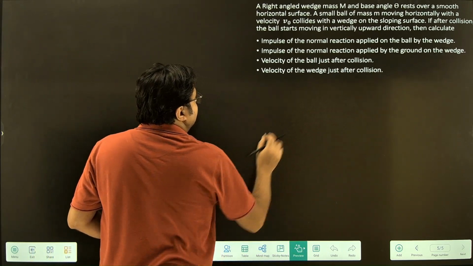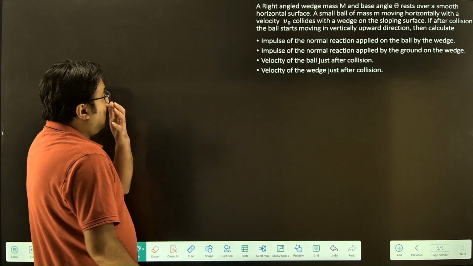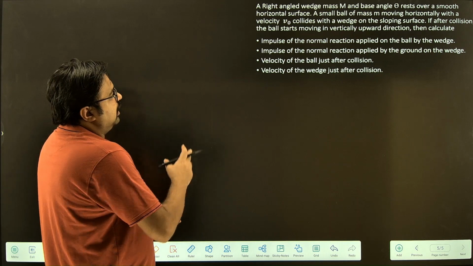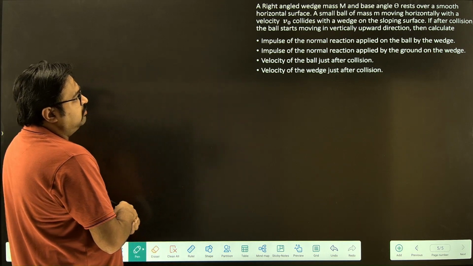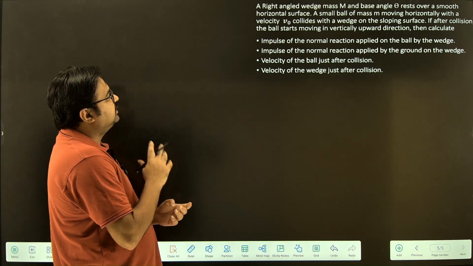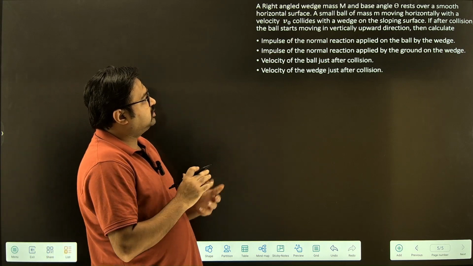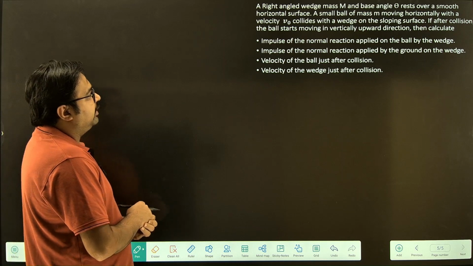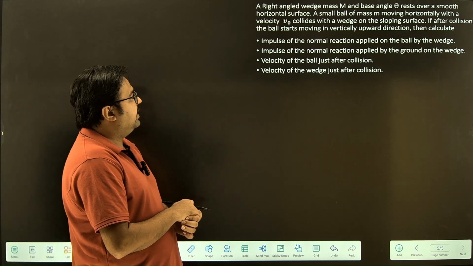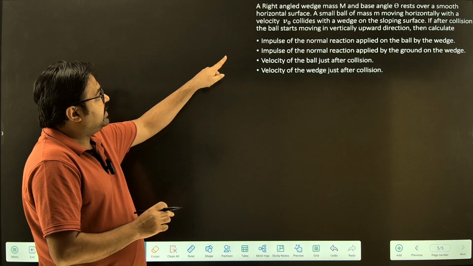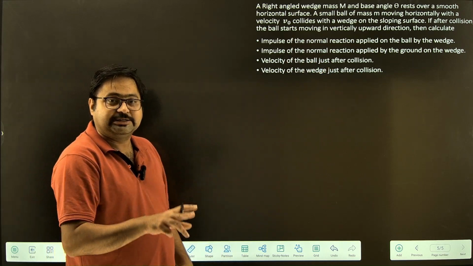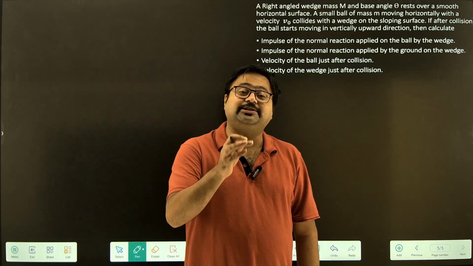Question being a little large, let's keep it at one side. A wedge with a velocity v naught collides with a small ball of mass small m moving horizontally with a velocity v naught and collides with the wedge on the sloping surface. If after collision the ball starts moving in a vertically upward direction, then calculate, number one, the impulse of the normal reaction applied on the ball by the wedge. We have to calculate the impulse of the normal reaction.